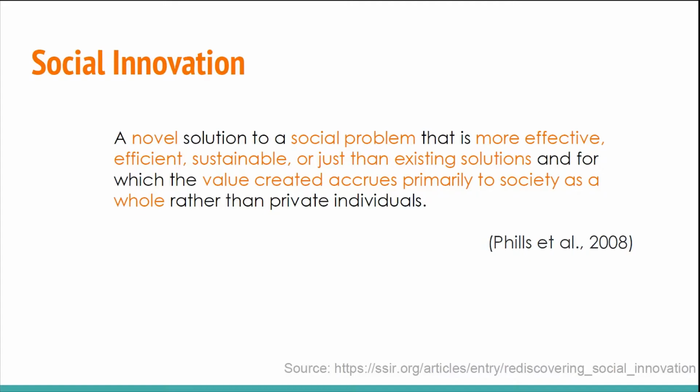Social innovation can be defined as a novel solution to a social problem that is more effective, efficient, sustainable, or just than existing solutions, and for which the value created accrues primarily to society as a whole rather than private individuals. So if we take a look again, social innovation comes down to something that is new, is a solution, it addresses a core problem or pain point, and is more effective, efficient, and sustainable than existing solutions. Social innovation at its core has to create value, and the core part of it is that the value has to accrue to everyone, to the broader society, and not just to one individual.